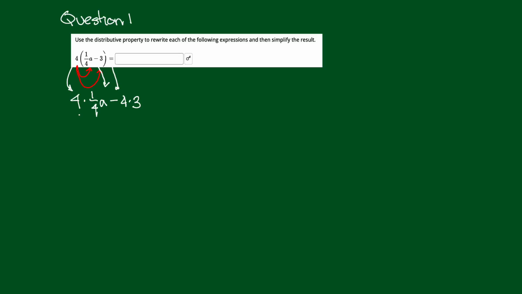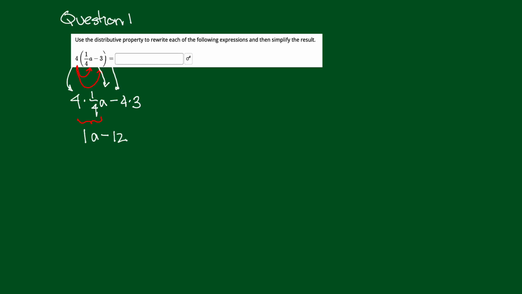Now, this is all a multiplication here. What I've got is 4 times 1/4 times a. So I'm just going to multiply left to right. So first of all, right here, 4 times a 4th, that's just 1. So I'll go ahead and write the 1 this time. We'll get 1a minus 4 times 3 is 12.